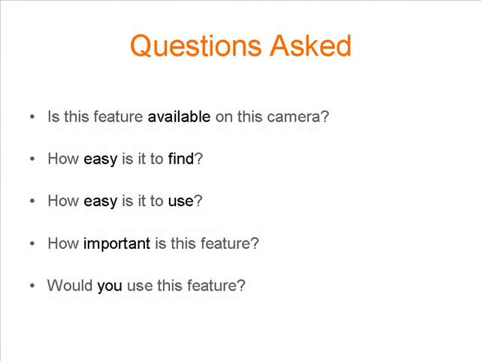The questions we asked for each feature on this checklist were as follows. Is this feature available on this camera? This was a yes/no answer. How easy is this feature to find? This was a rated answer. How easy is this feature to use? This was also a rated answer. How important is this feature? This was the final rated answer. Would you use this feature? This was a yes/no answer also.